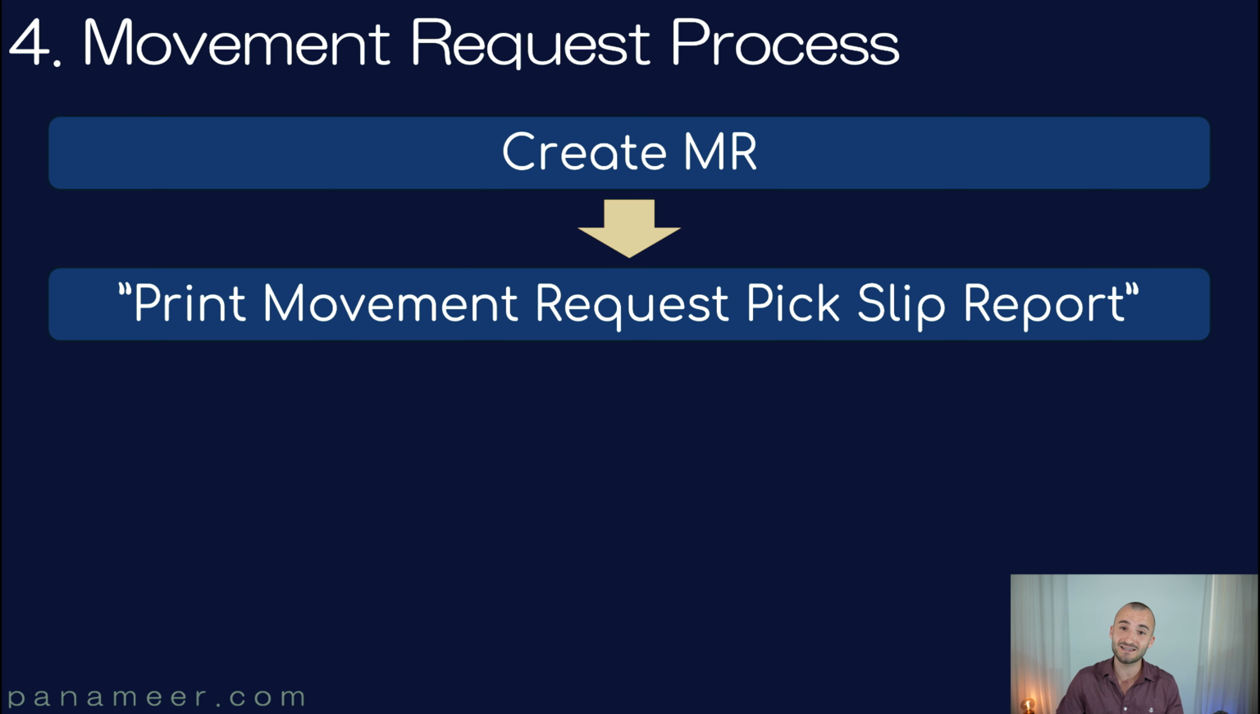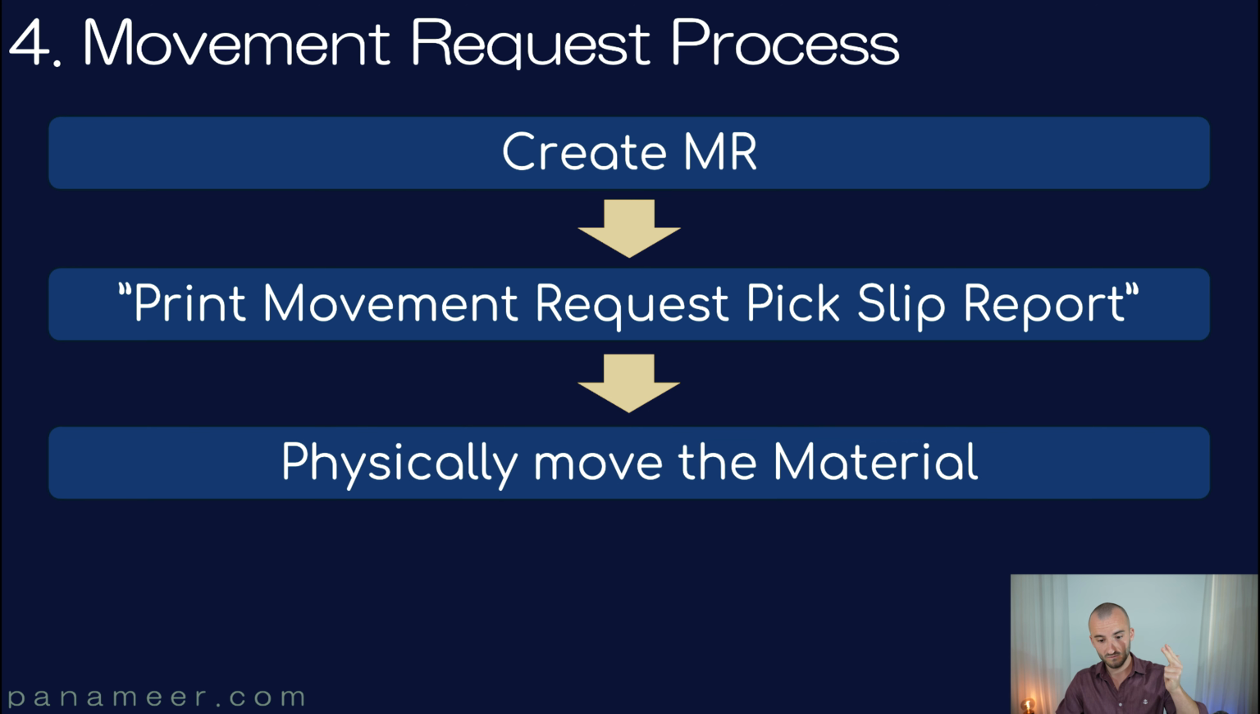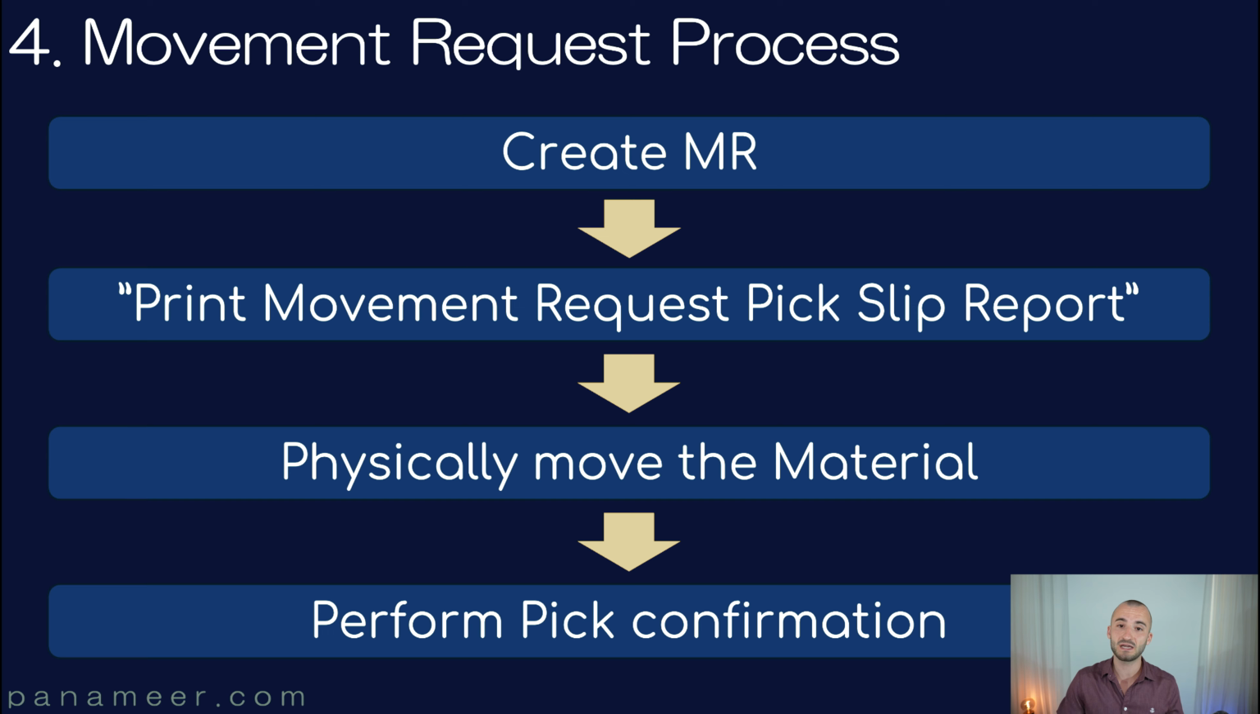No matter the type, every movement request consists of 4 steps. Some of them have to be done manually and some can be automated. First, we have to create a movement request. Second, we gotta print the movement request pick slip report. Third, we physically move the material. And then fourth, we perform the pick confirmation.